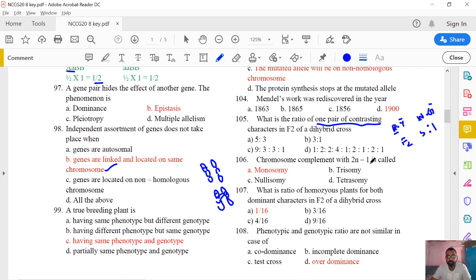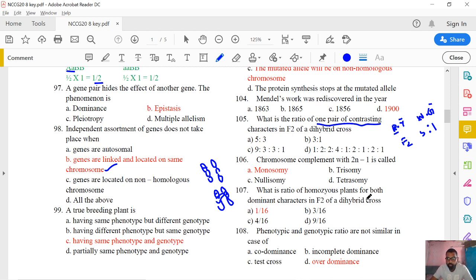The chromosome complement with 2n-1 is called monosomic. Mono is single, soma is chromosome. When the 2n-1 condition is there, in one homologous chromosome pair, one chromosome is taken out, therefore only one copy of that particular chromosome will remain. Therefore it is monosomy. Trisomy is the addition of an additional chromosome. For example, in Down syndrome, trisomy 21 can be seen. Nullisomy is the 2n-2 condition. This is the 2n+1 condition. Tetrasomy is the 2n+2 condition.